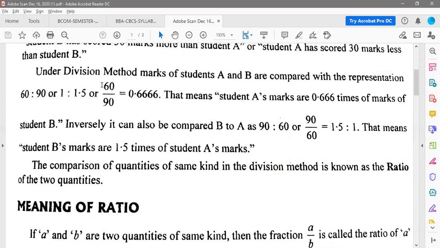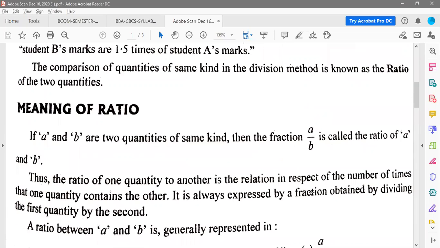So when you take 60 by 90 and 90 by 60, this part is the comparison of the same kind of quantities. Here 90 and 60 are the marks in the math subject of two students, A and B. Right? So we are comparing two quantities here, and that is known as ratio. So the ratio is 1.5 is to 1. If 60 is 1, 90 will be 1.5. That is known as the ratio.